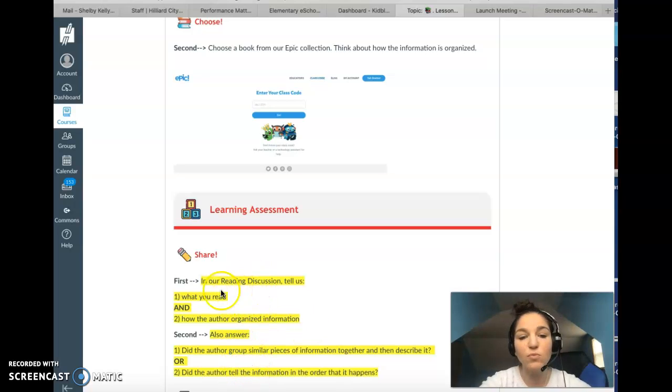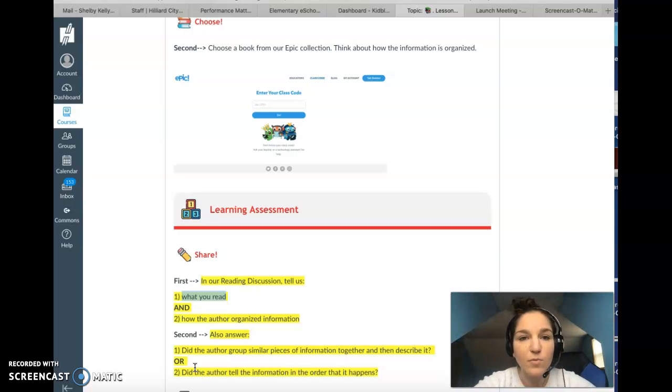So I need you to write what you read about. Okay, you are going to also tell us how the author organized their information. And then the second part, did the author group similar pieces of information together and then describe it? Or did the author tell the information in order of what happened?